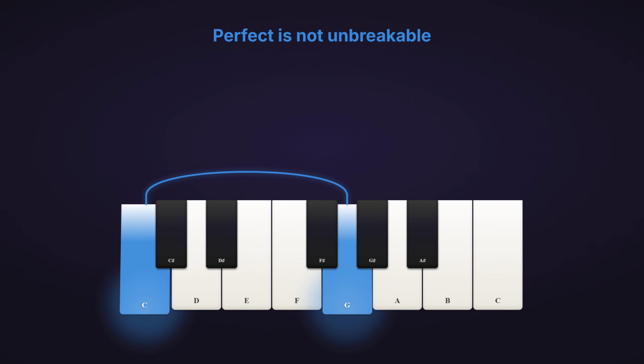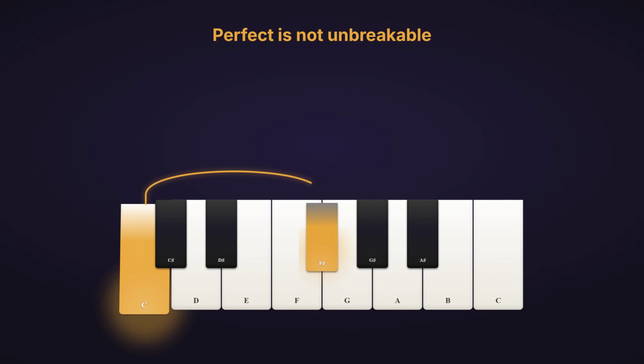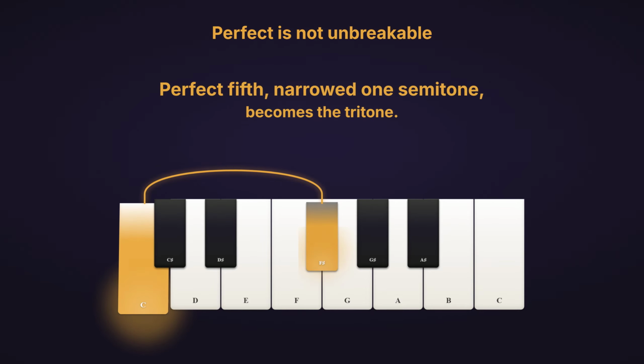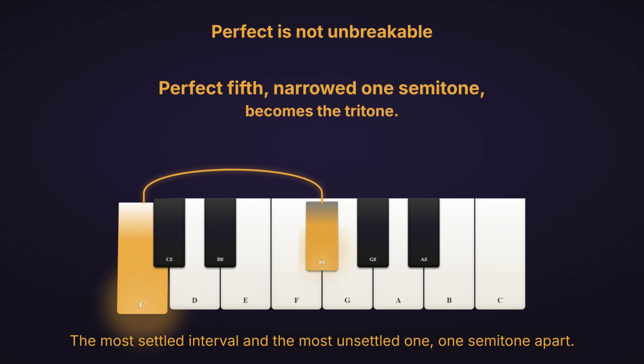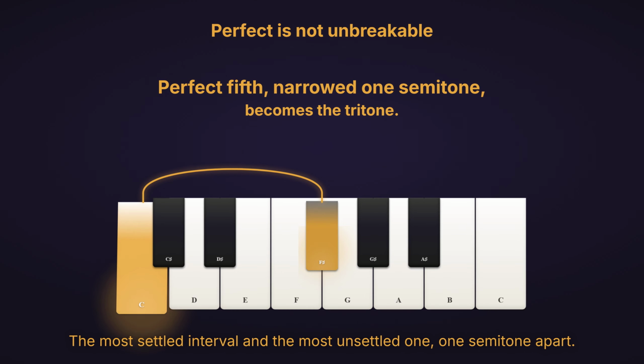Take that rock-solid perfect fifth, C up to G, and narrow it by a single semitone, pulling the top note down from G to F sharp. Listen carefully to what you get. The stable, grounded fifth collapses into the most restless sound in all of music, the tritone, the diminished fifth. The interval medieval musicians were so unnerved by that they nicknamed it the devil in music. One semitone is the entire distance between the most settled interval there is and the most unsettled one there is. That is how finely balanced these things are.